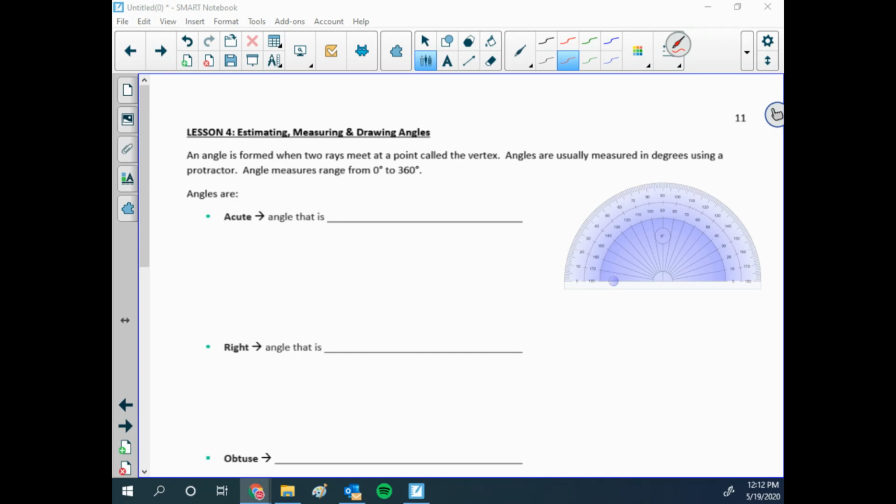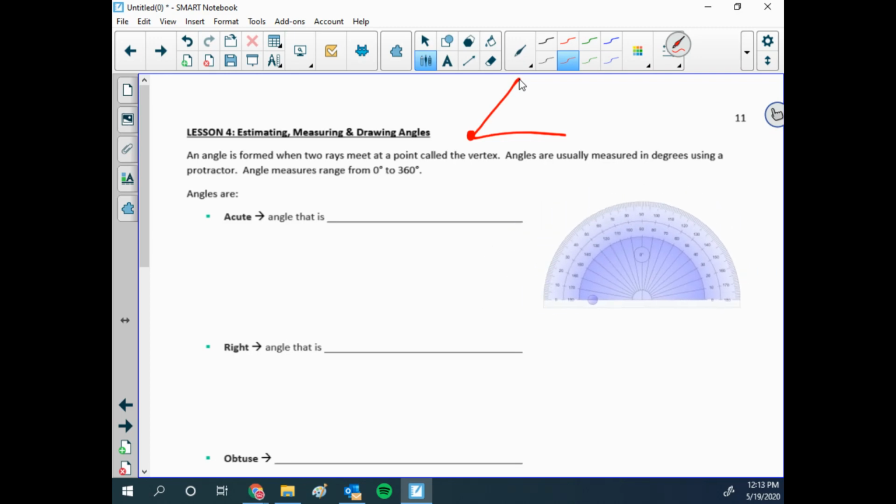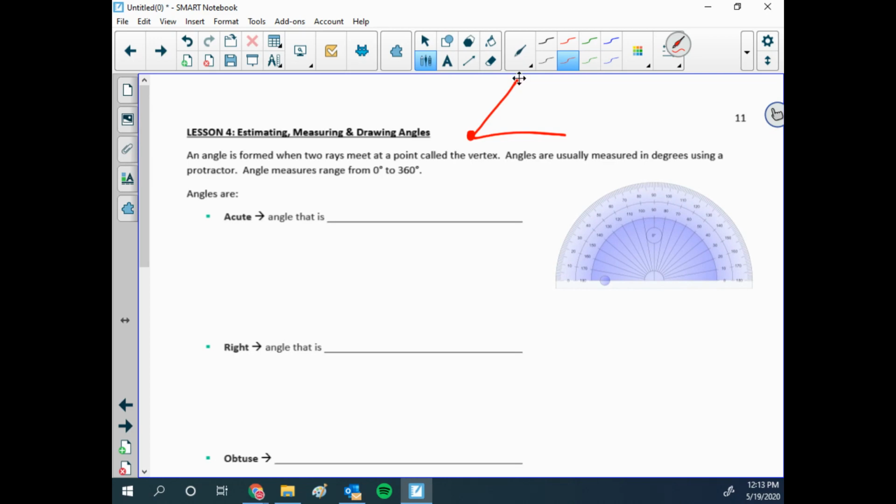So an angle where two rays or where two lines meet is called a vertex. So wherever two lines meet, which for example would be right here, that is the vertex of the angle. And angles are usually measured in degrees, and we measure that using a protractor, okay? And generally we measure angles from 0 to 360 degrees, right? If I'm doing a trick on a skateboard and I go all the way around, I did a 360 trick.